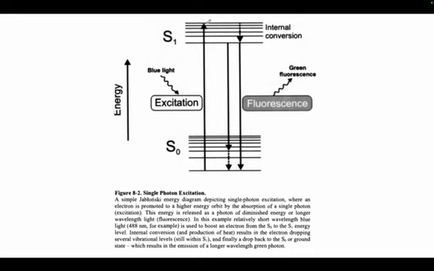Once it is in the first excited state, it is now going to lose energy. It's going to lose energy through a process called internal conversion, and then it is going to jump back to the ground state. In this process it loses energy, and this energy is emitted in the form of light. This emitted light is called fluorescence.